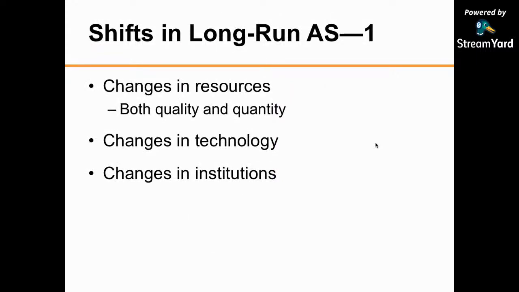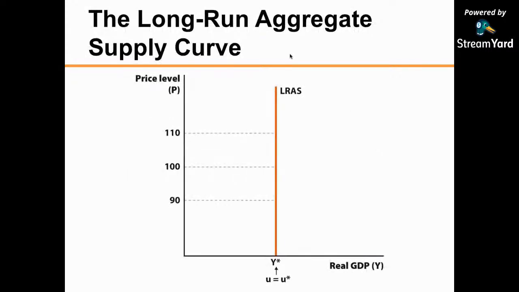Now shifts in long run aggregate supply would be if that line jumped over to the right or over to the left. So remember, as far as movement along the long run aggregate supply curve goes, it doesn't matter. It's always going to be the same. Real GDP won't change because that quantity of aggregate supply won't change in the long term.